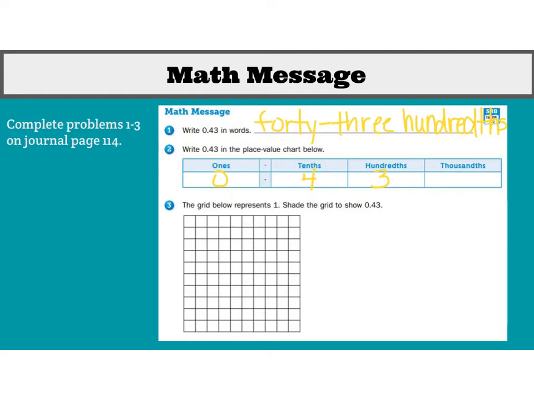Okay, if we move to number 2, you were supposed to write 0 and 43/100ths in the place value chart below. And you should have 0 ones because we did not have a whole number. We've got 4 in the tenths place, and 3 in the hundredths place up here. So we're good there. So let's take a look at number 3. So here is what number 3 would look like. We've got 10, 20, 30, 40, 41, 42, 43 hundredths.